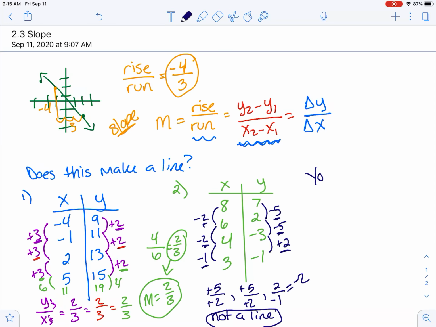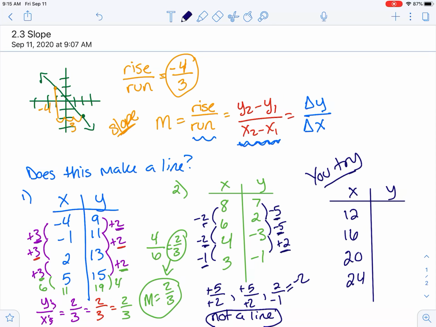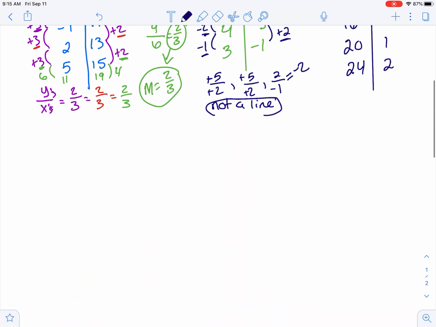Okay, I want you guys to try this next one. I want you to tell me whether it makes a line or not. If it makes a line, what's the slope? So your x's are 12, 16, 20, 24, and your y's are negative 1, 0, 1, 2. Go ahead and pause and try.